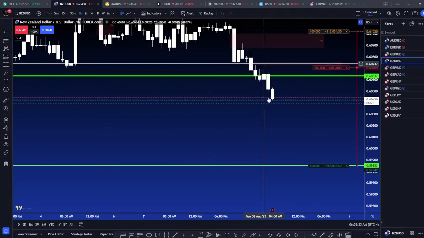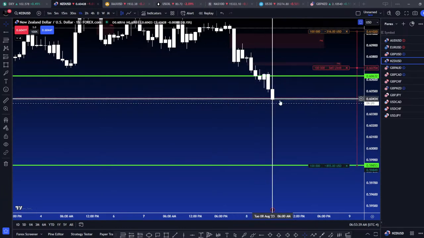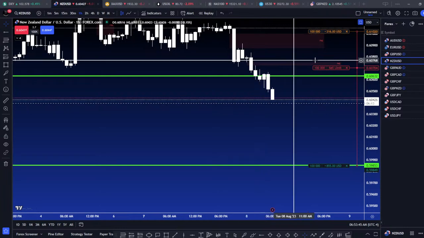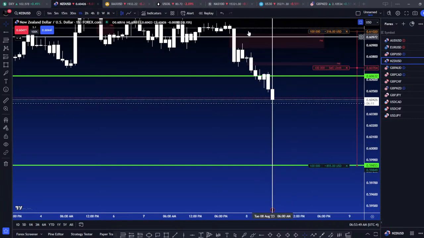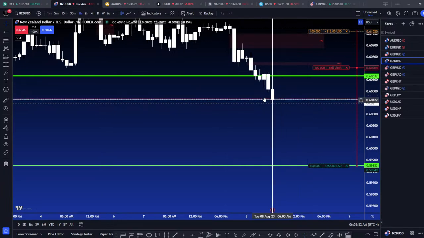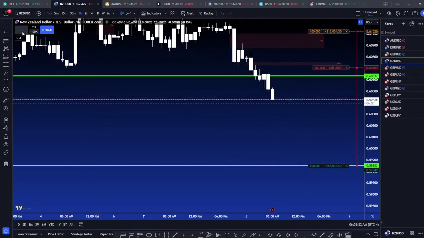Now, if you want, guys, you can also sell it right now, knowing that you may get a potential pullback to this area. Now you can set your stop right above that fair value gap, or again, place it above the previous one. So that's what I'm going to do. I'm going to take the sell right now.